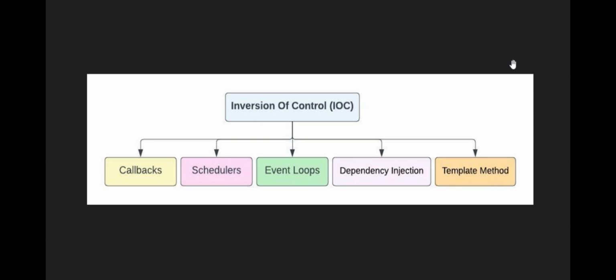Coming back to what is involved in inversion of control. The first is callbacks. Let's take a look at callbacks with an example. There are two ways in which we can check how callbacks work: there is a synchronous callback and there is an asynchronous callback. Let me go ahead and show you an example of both.